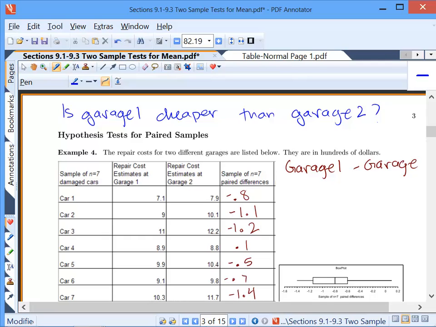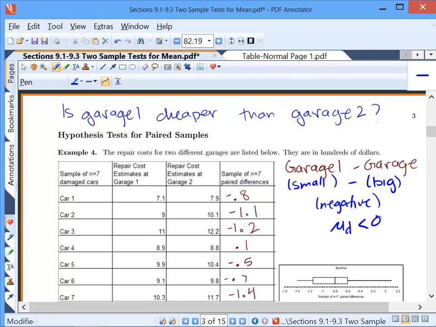So if garage 1 is cheaper than garage 2, then this should be small minus big values, correct? And so if you have small minus big values, are you going to get negative or positive values? We will get negative values. So we're looking for the mean of the differences to be less than 0. So if you happen to choose garage 2 minus garage 1, it would be the opposite.